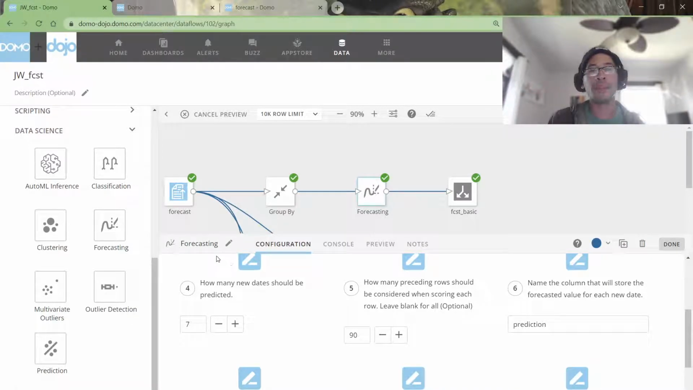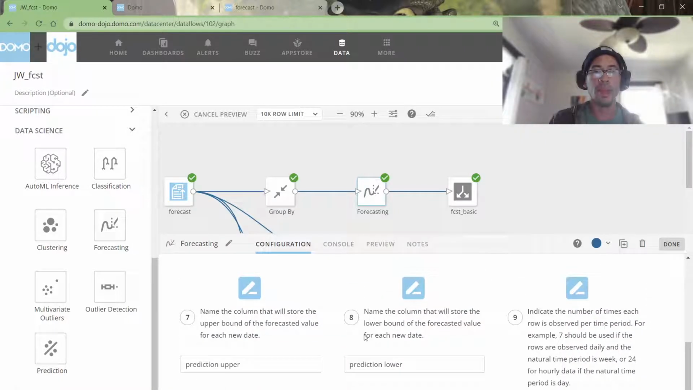So when I'm conducting my forecasting, how many days into the future do I want to predict? 7 days. How many rows of data do I want to consider when I'm coming up with my forecast? I'm choosing 90. And then what are my upper and lower bounds? Again, I'm 95% confident that I will be within this upper and lower value.